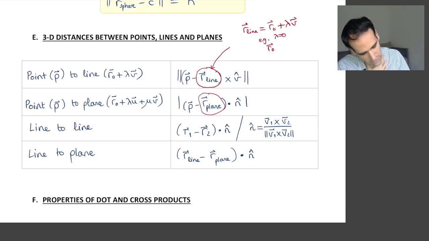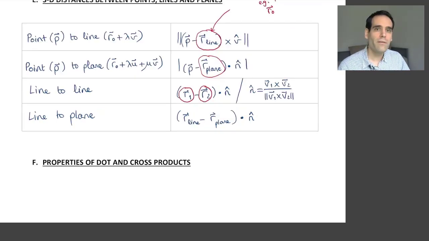For the second equation, distance between a point and a plane, any vector pointing to any location on the plane would work. That would be r plane. And then finally, for the distance from line to line, you need to find any point on the first line minus any point on the second line. Again, any point will work, so you just have to find one.